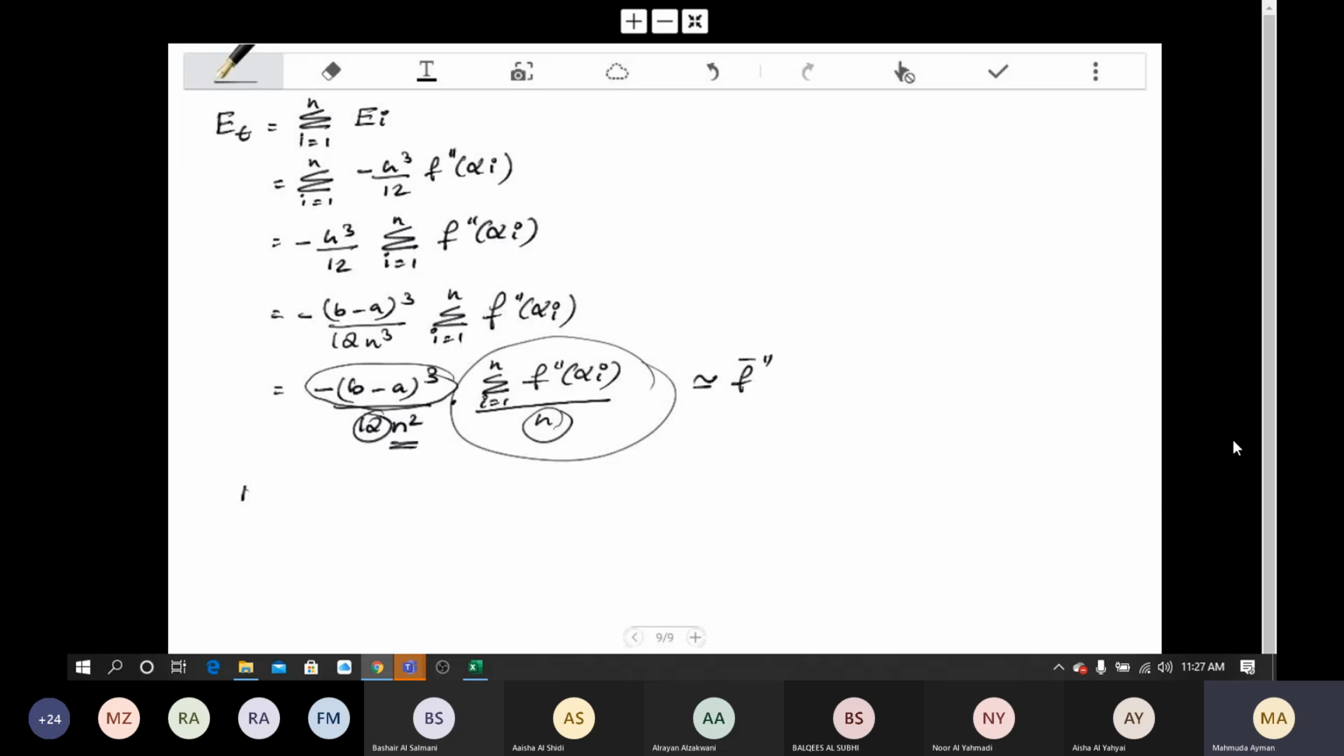So you can say that the true error is approximately inversely proportional to n squared, or you can say it's directly proportional to 1 over n squared, right? So this means that when you double the number of segments, the true error gets quartered. Let's explain this in a little more detail in an example.